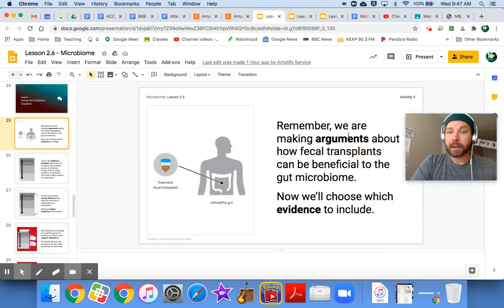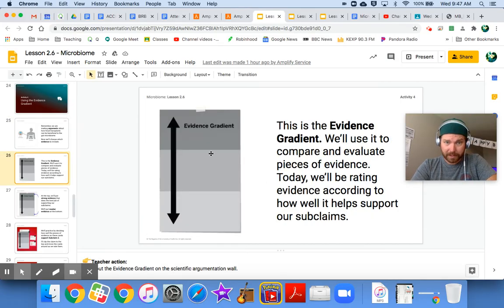So remember, we are making arguments about fecal transplants, how fecal transplants can be beneficial to the gut microbiome. Let's look at our evidence. This is the evidence gradient right here. If we were in the classroom, I'd have a poster of this up on the wall, and I'd give each of you a copy so you would have it at your desk. We'll use it to compare and evaluate pieces of evidence.